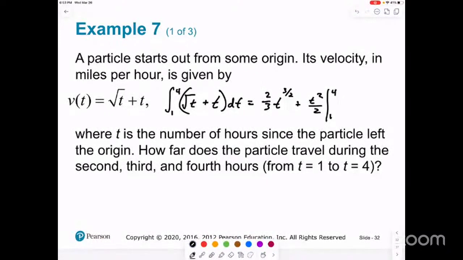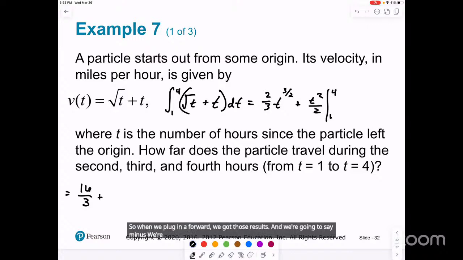So then when t is 4, the square root of 4 is 2. 2 cubed is what? 8 times 2, so that's going to be 16 over 3, when x is 4, when t is 4. Plus 16 over 2 is 8 over 1, so 24 over 3. So when we plug in a 4, we got those results. Then we're going to say minus, we're going to plug in when t is 1.